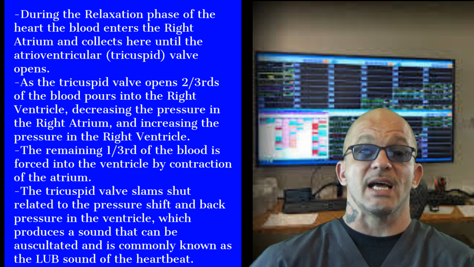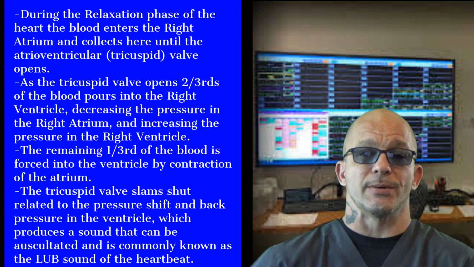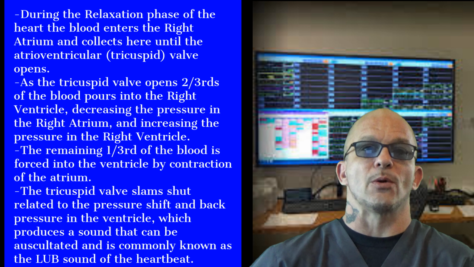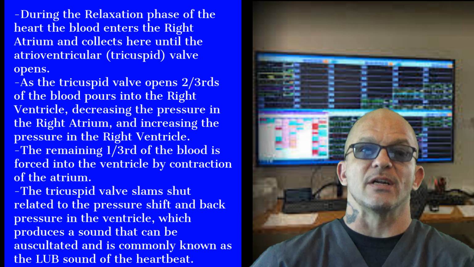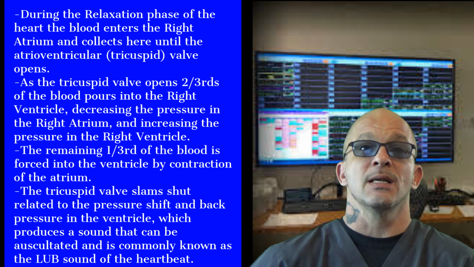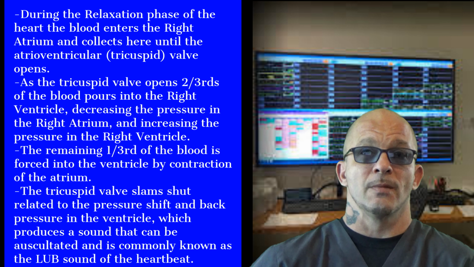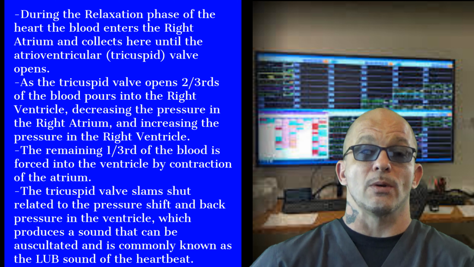As this valve opens, 2/3 of the blood pours into the right ventricle, which decreases the pressure in the right atrium and increases the pressure in the right ventricle. The remaining 1/3 of the blood is forced into the ventricle by the contraction of the atrium. Then the tricuspid valve slams shut, related to the pressure shift and back pressure in the ventricle, which produces a sound that can be auscultated and is commonly known as the lub sound of the heartbeat.